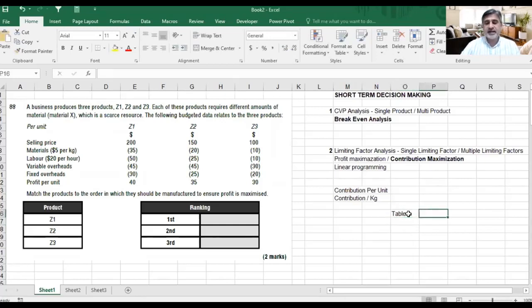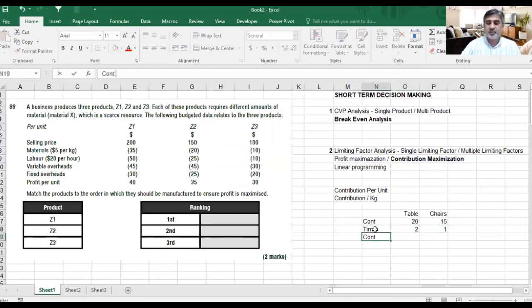I make tables and I make chairs. When I make a table, I get a contribution of $20, and when I make a chair, I make a contribution of $15. So apparently it looks like tables give me more contribution. But then you find out that the time taken on making one table is 2 hours, and the time taken on making one chair is just 1 hour.